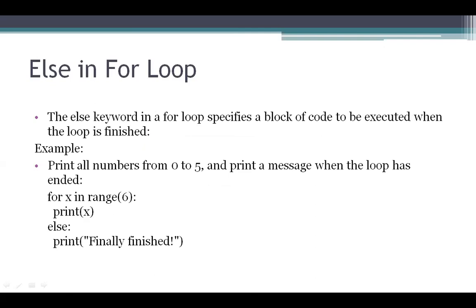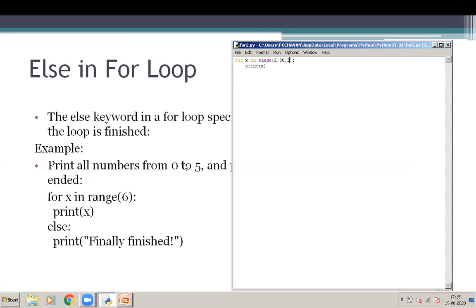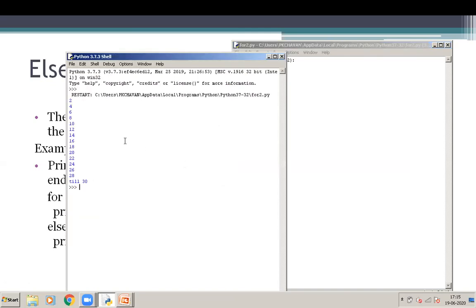And again we have an else statement for the for loop. Once it finishes that iteration, if anything has to be printed, it can be done with the help of else. So here, else, print till 30. Let's take the same example. See, it prints everything till 28, and it's printing the statement which is in the else, that is till 30.